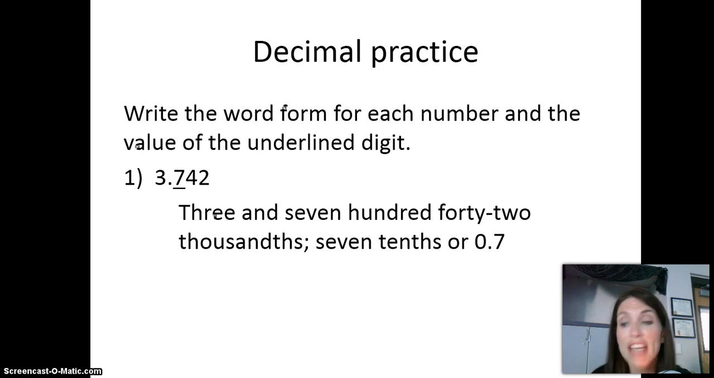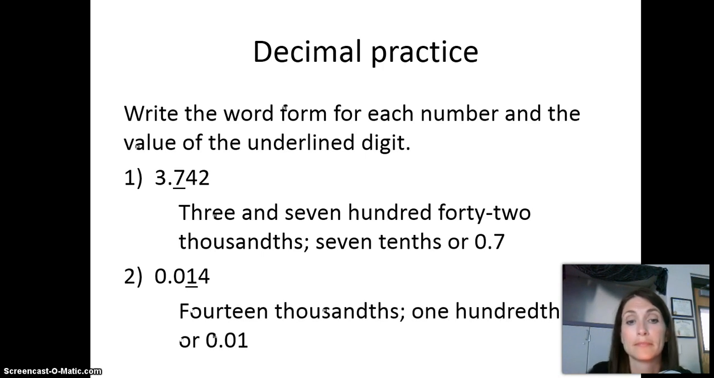Let's take a look at number 2. I'm not going to read this number for you because that gives you kind of a hint of what the word form should be. So read this number out loud to yourself. Write the word form and the value of the underlined digit in your notebook. The word form is 14 thousandths, and the value of the 1 is 1/10, or if you want to write it in number form, it's listed also.